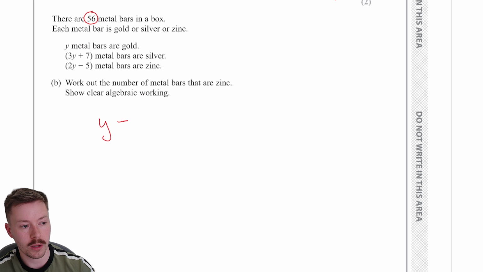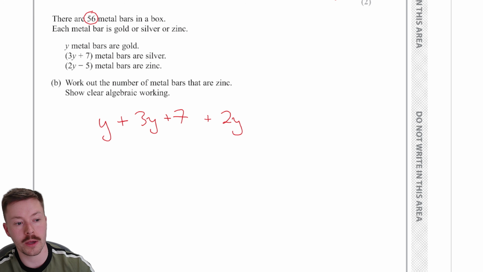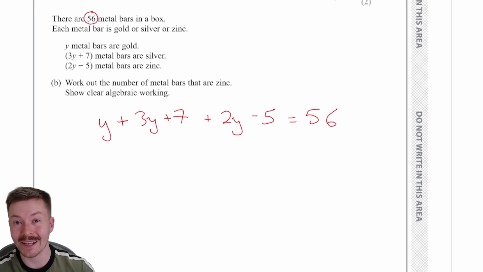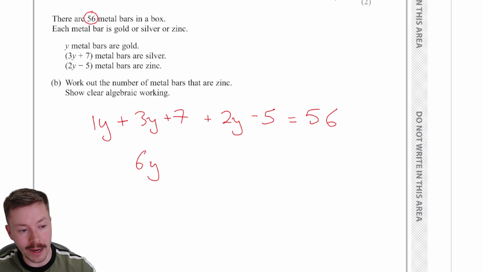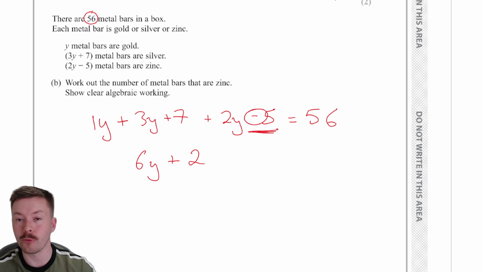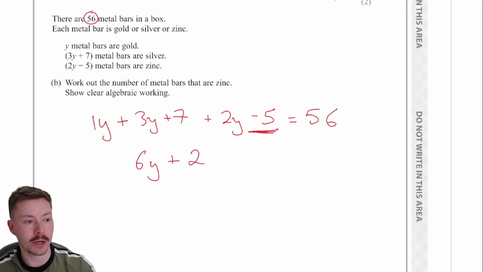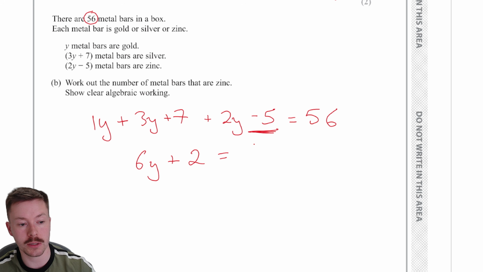So we are told there are 56 metal bars in total. So we're going to do y, add 3y plus 7, add 2y minus 5 is equal to 56. We're going to collect the like terms. We're going to simplify that. So that's going to give us 6y in total. We've got 1y. If there's no number, that means the coefficient is 1. So 1y, add 3y, add 2y, 6y. 7 minus 5 gives us 2. You have to include the operation before the number. Okay, so we have to do 7 minus 5. That gives us the 2, and that's equal to 56.